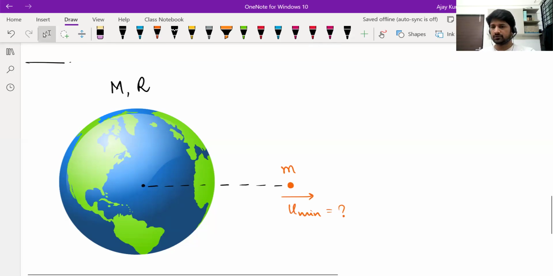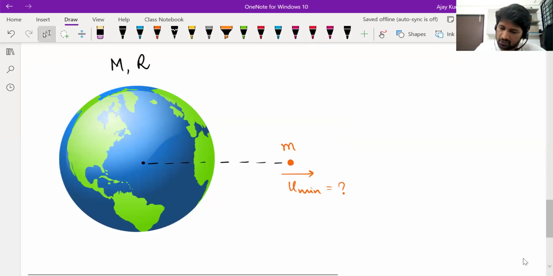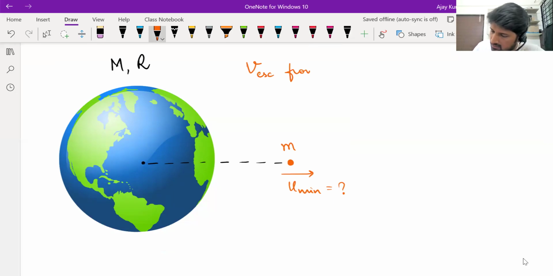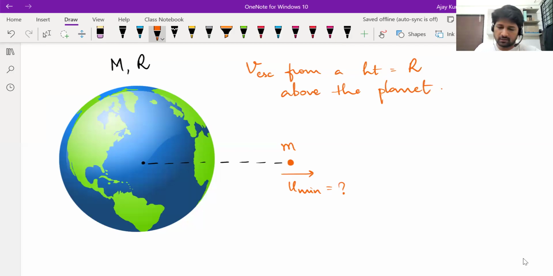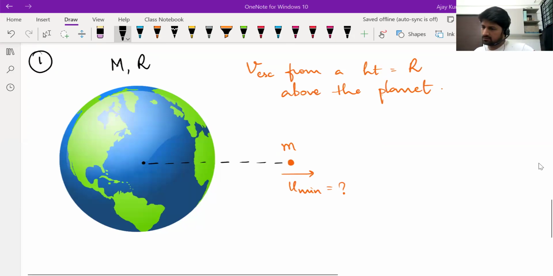Derive this quickly, all of you. So basically what you're deriving is escape velocity from a height R above a planet. Do this, all of you. 2 minutes. Okay, I got answers from 3 of you. All 3 of you have given the correct answer.